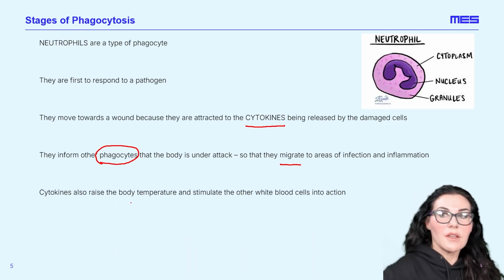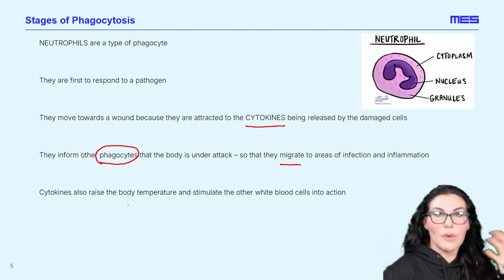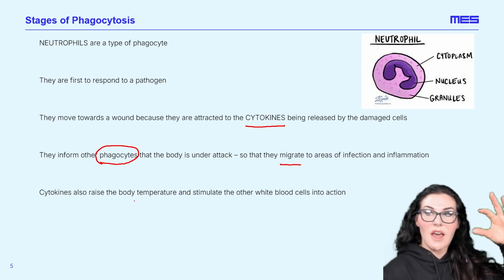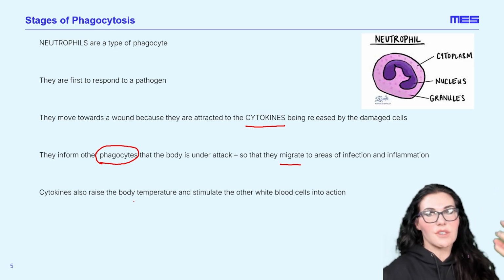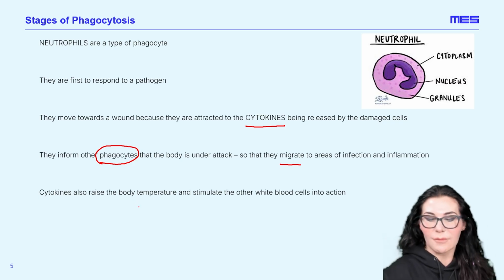Don't forget as well that the cytokines signal to the hypothalamus. They're chemicals in the blood. So when they reach the hypothalamus, it will then raise the body temperature slightly. That will help to stimulate the white blood cells to work faster, and it will also reduce the rate at which the pathogen is reproducing.